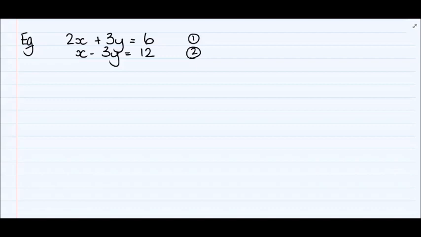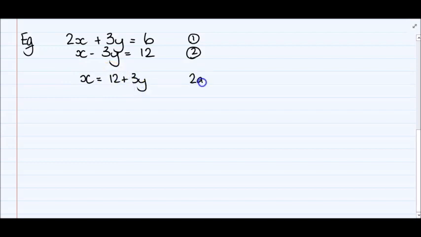When using the substitution method, it's not always quite straightforward because sometimes there is no one variable that is the subject of an equation. So what you need to do is you need to sometimes transpose one equation to make one of the variables the subject. In this case, what I'm going to do is I'm going to rearrange equation 2 to make x the subject. That's because it's really only a one-step rearrangement, which is why I've chosen this one. So this becomes x equals 12 plus 3y.